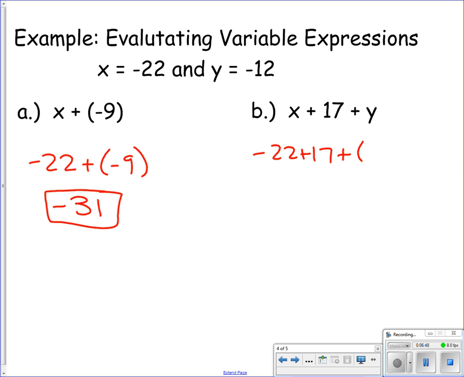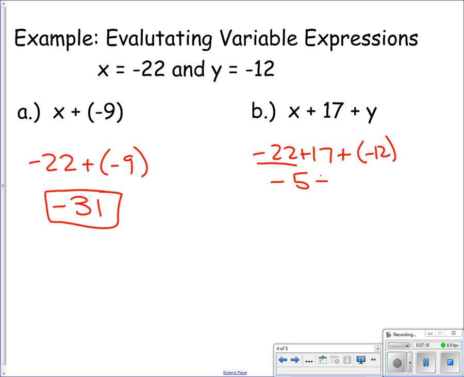which is negative 12. I'm going to plug in negative 12. Again, I just put parentheses around it so you know it's a negative 12. Now I'm going to work on this problem, just two numbers at a time. Negative 22 plus 17. I'm going to ignore the third part right now. Those are different signs. One's negative, one's positive, so I'm going to subtract them. 22 minus 17 is 5. Since I have more negatives than positives, it's going to be negative 5.